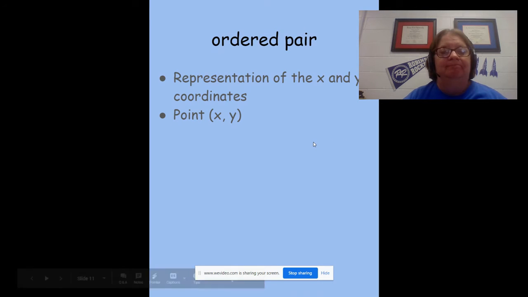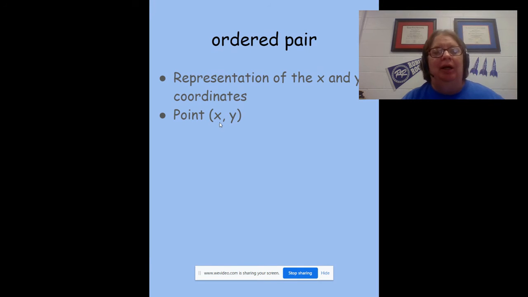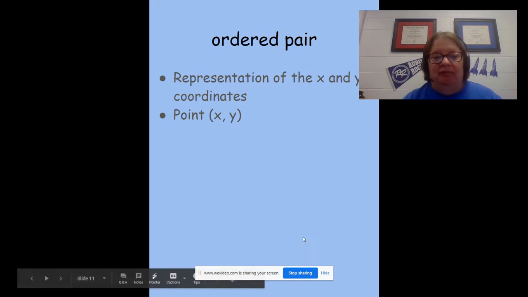An ordered pair is a representation of the xy coordinate. It's in parentheses, and these are in alphabetical order. So usually it's XY. It might be RS, it might be MN, it might be AB. An ordered pair is a representation of the X and Y coordinate. It's in parentheses, and it's in alphabetical order.